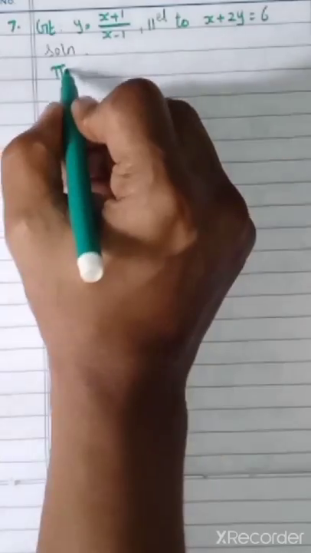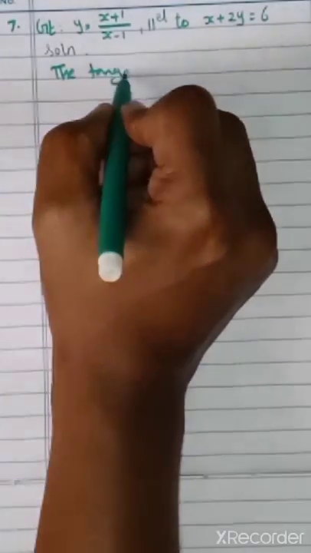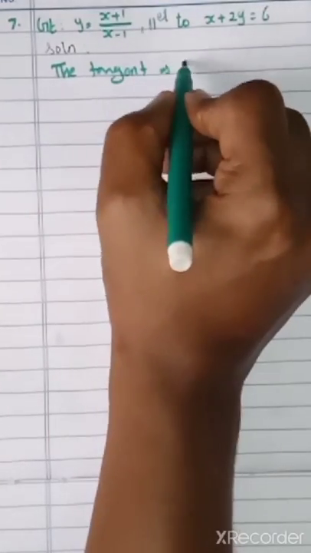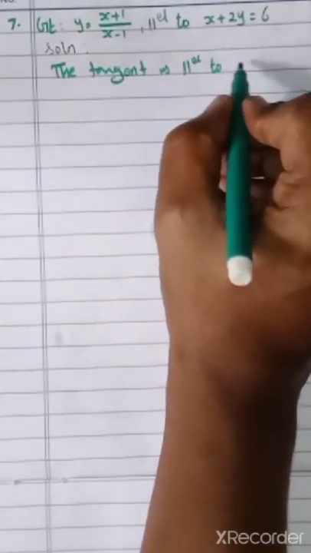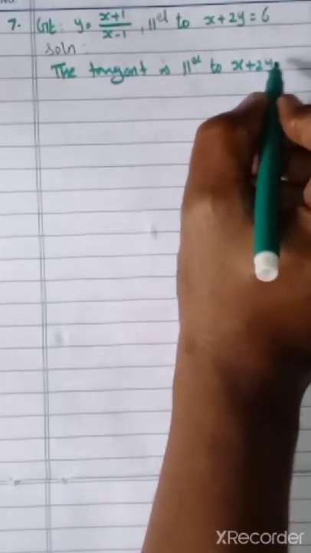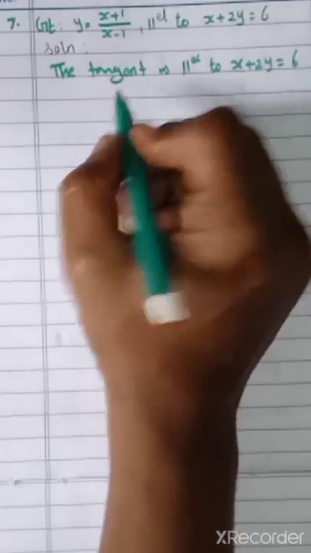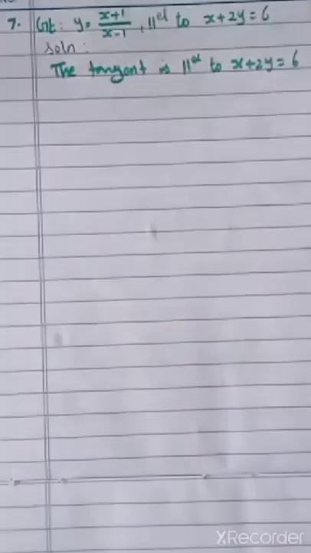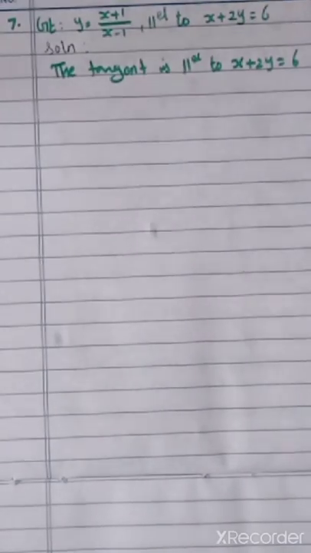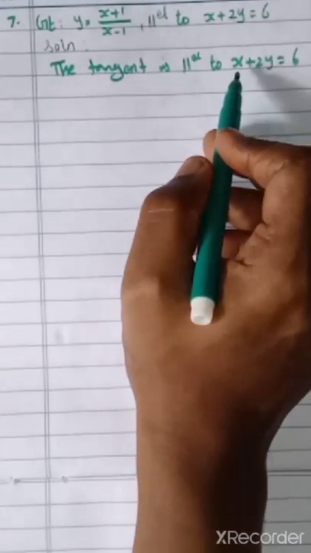So parallel to the line, then we can find out your slope. What is that one? The tangent is parallel to x plus 2y equal to 6. Okay, so tangent, what we can take, so how to find out m value?